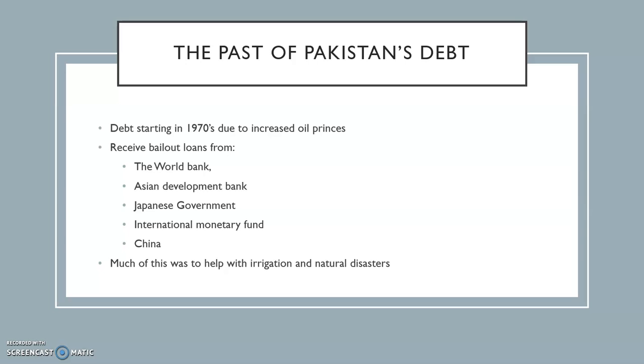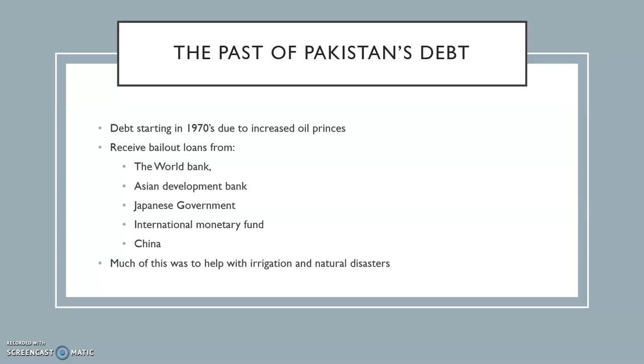Okay, so here is the past on how Pakistan got to where they are. The original thing that got Pakistan into high debt was high oil prices in the 1970s. They have since been continually in debt. They have been able to keep afloat through bailout loans from multiple different places: the World Bank, Asian Development Bank, Japanese government, International Monetary Fund, as well as China.